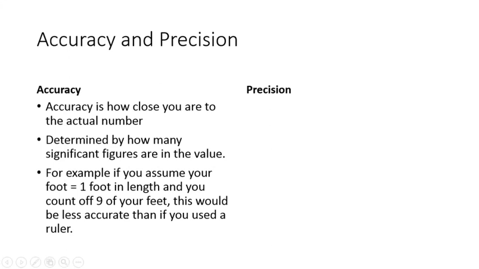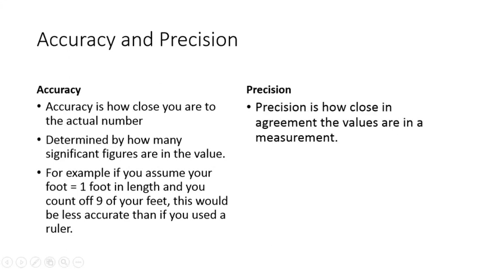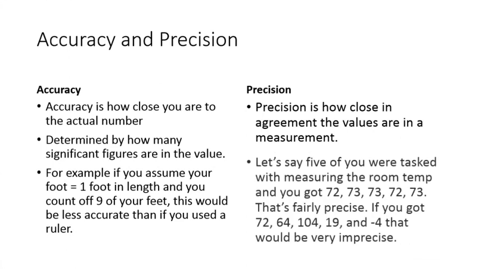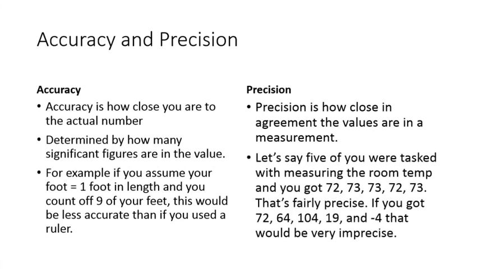Now, on the other hand, let's look at precision. Precision is how close in agreement the values are in a measurement. So let's say you are tasked with measuring the room temperature, and there's 5 temperatures, and you get 72, 73, 73, 72, 73, and that's pretty consistent. Consistency and precision go hand in hand. Now, on the other hand, what if you got 72, 64, 104, 19, and -4? That would be very imprecise.